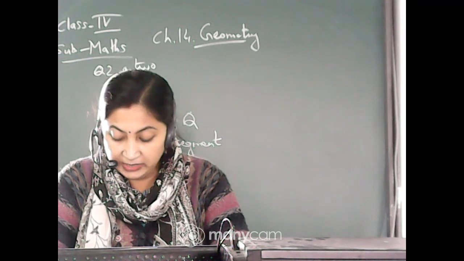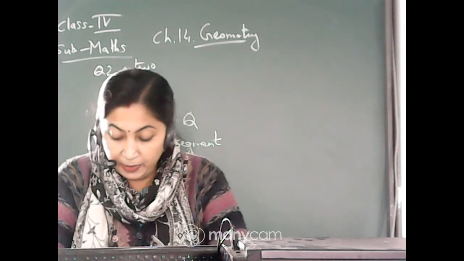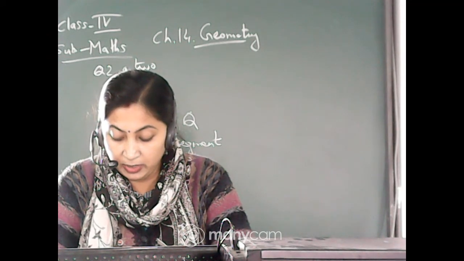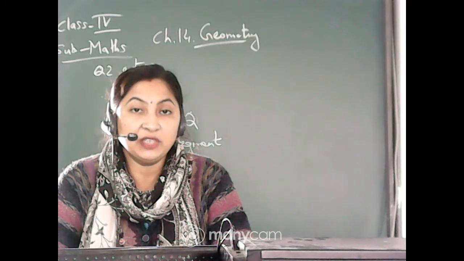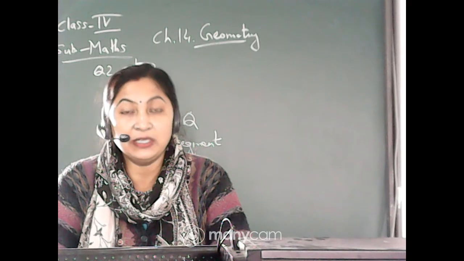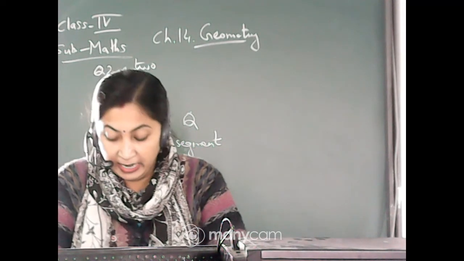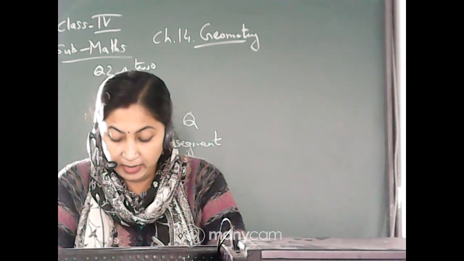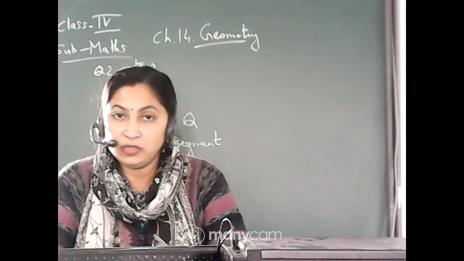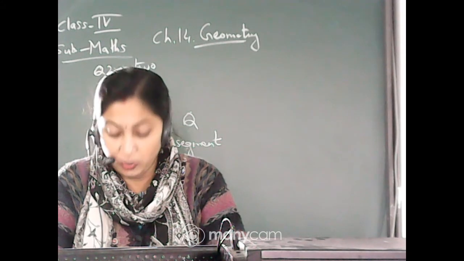Clear? Now next comes polygon. This is a very important thing, polygon. A simple closed figure formed of 3 or more line segments is called a polygon. A closed figure which is formed with the help of 3 line segments or more than 3 line segments is called a polygon. But it should be closed and the line segments should be joined to one another, and it is either 3 or more than 3 line segments. That is called a polygon.